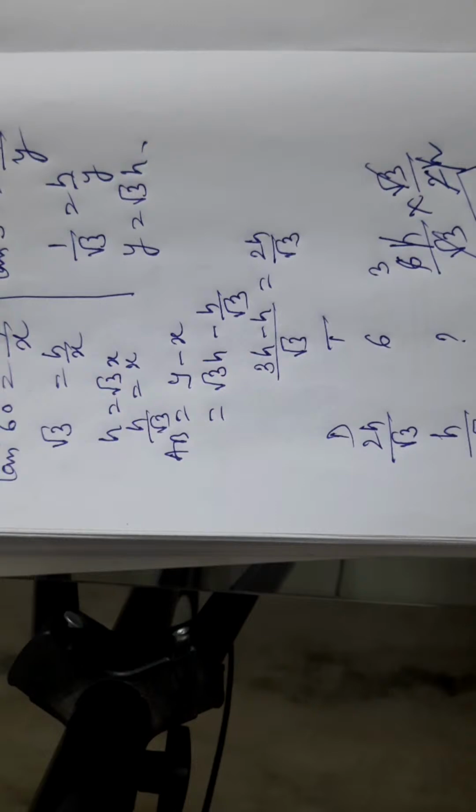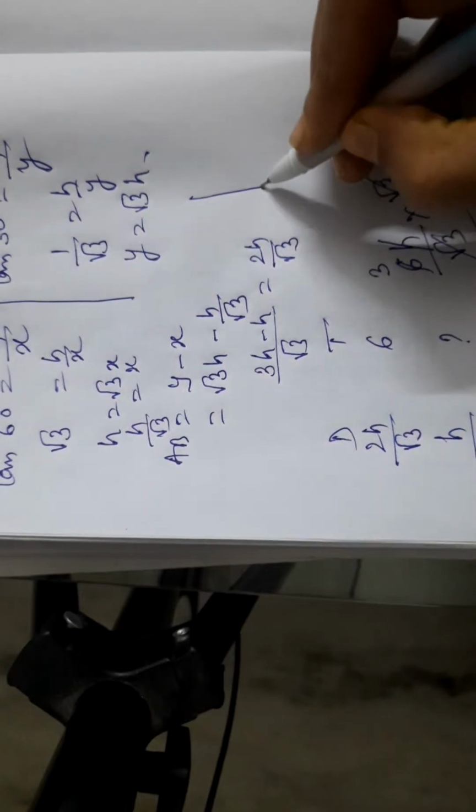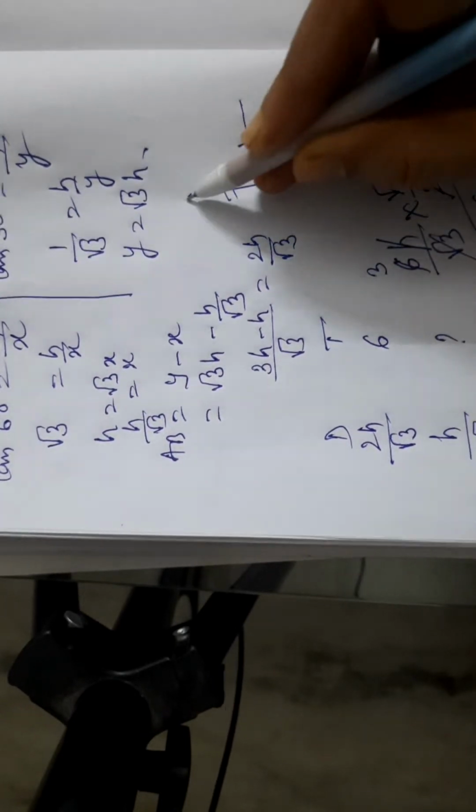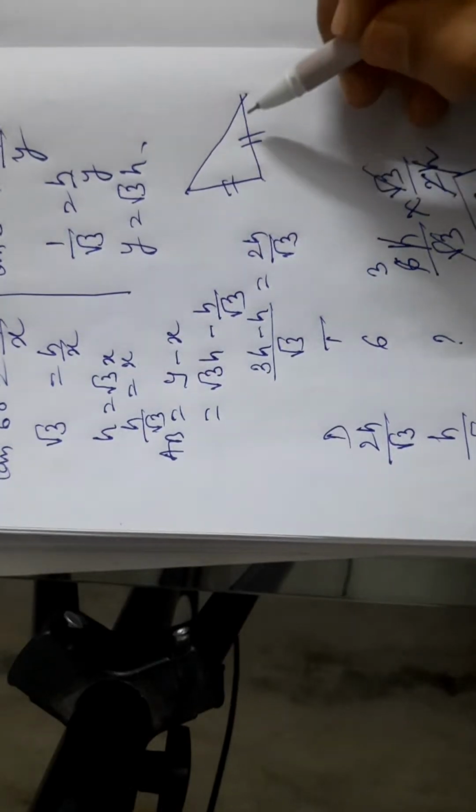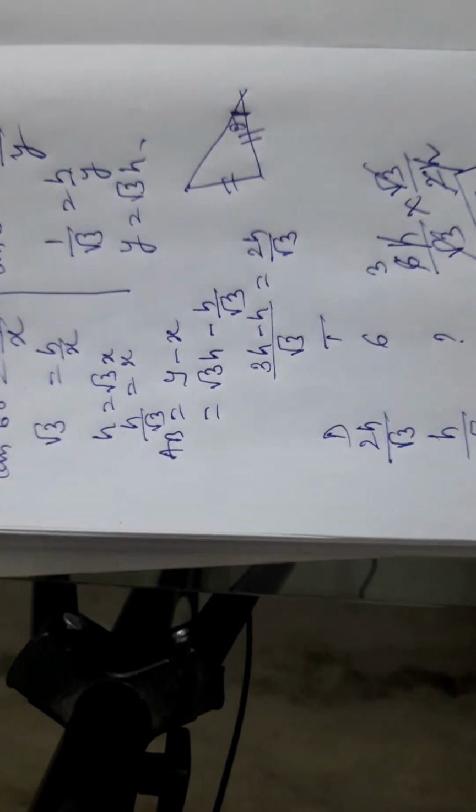Okay, one MCQ for you. When the length of the shadow of the pole is equal to the height of the pole, then what is the angle of elevation of the source of light? Very simple question. Repeating once again: the length of the shadow and the height of the pole are equal. What is the angle of elevation? So what is theta? Can you say it quickly?